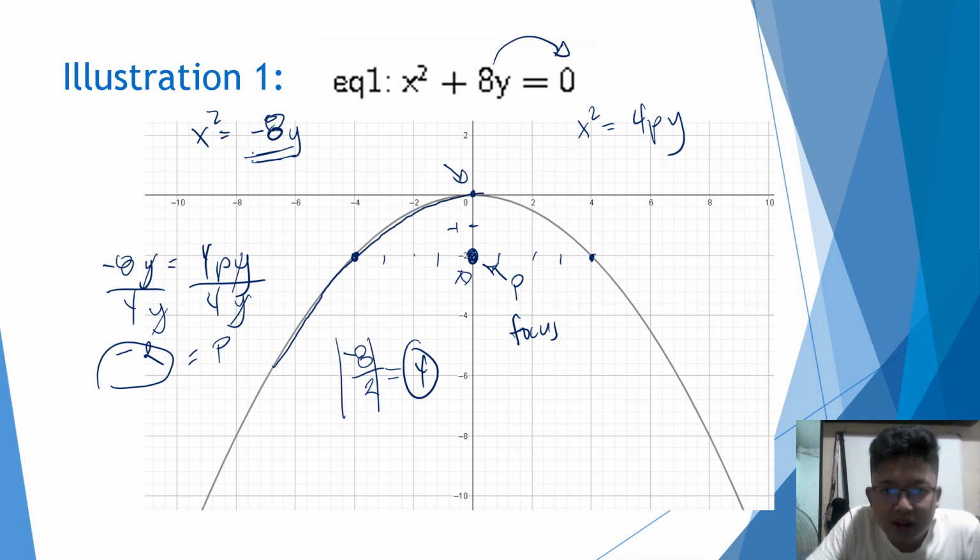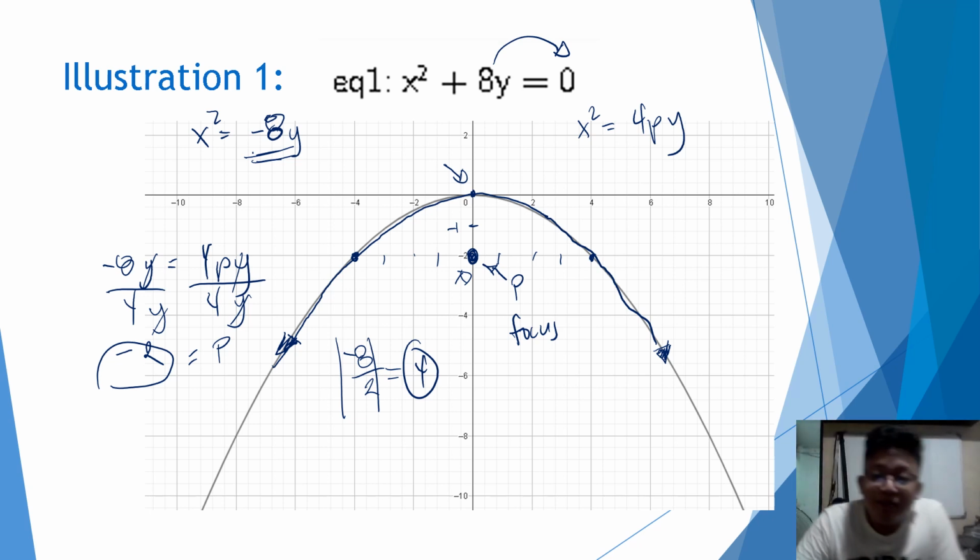Ayan. Diba? So at least kahit pa paano, tama at accurate yung ating graph. Ayan. So ito po yung ating focus. And now, where's the directrix? Of course, like what I've said, the directrix is equidistant to our focus. Okay? So, the distance of our focus to the vertex. So, if we have negative 2 here, so of course, positive 2 here is our directrix.